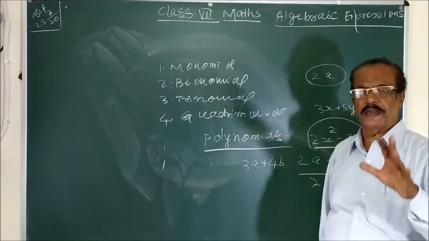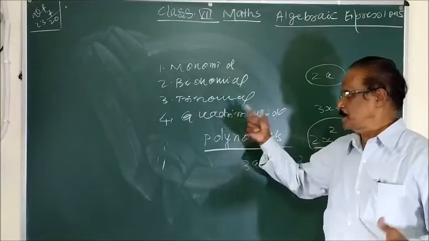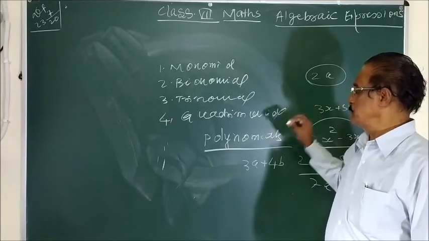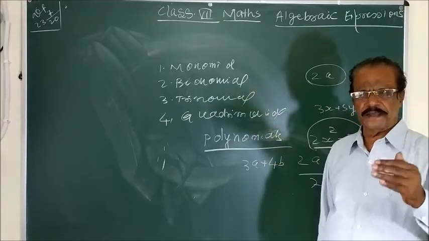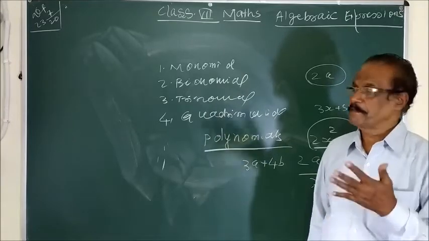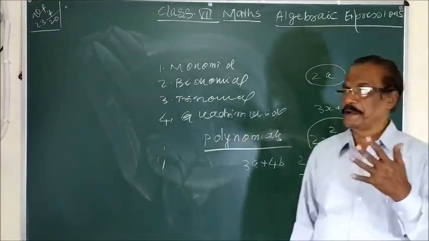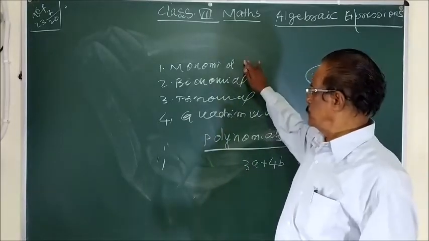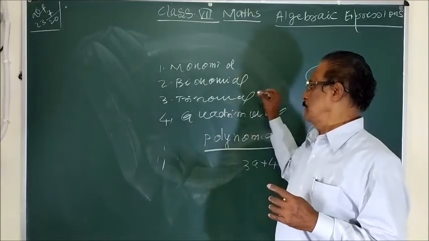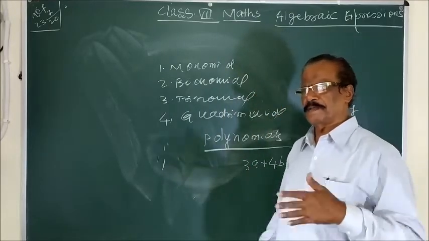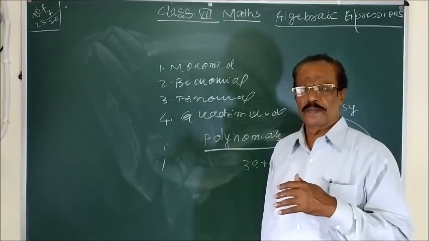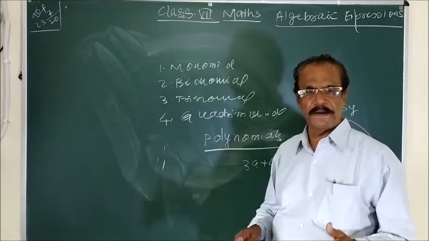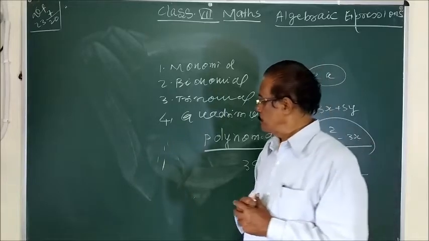Binomial, the expression which has 2 terms. Trinomial, tri is 3, you understand? And therefore, if the number of terms is 4, that is called quadrinomial. These are special names. And after that, if the algebraic expression has 10 terms, how will you say? Polynomial of 10 terms, like that. Because these are special names, monomial, binomial, trinomial, quadrinomial, and then we will say polynomial of 10 terms, of 7 terms, and 50 terms like that.